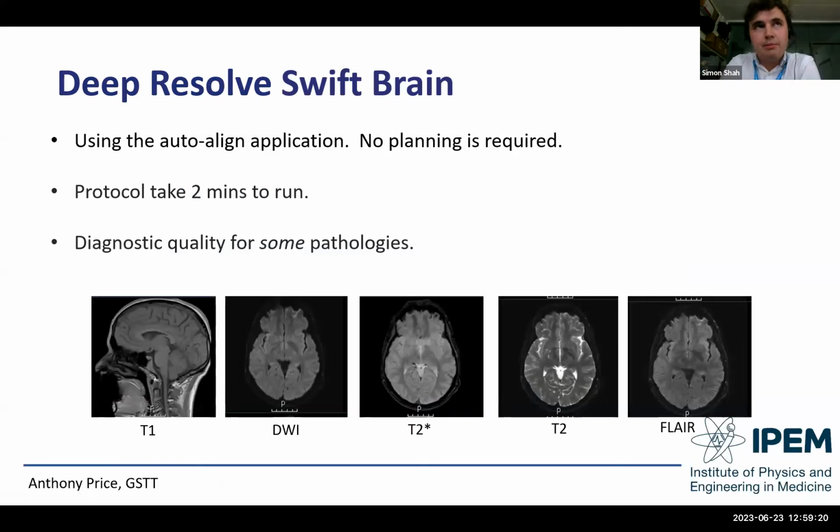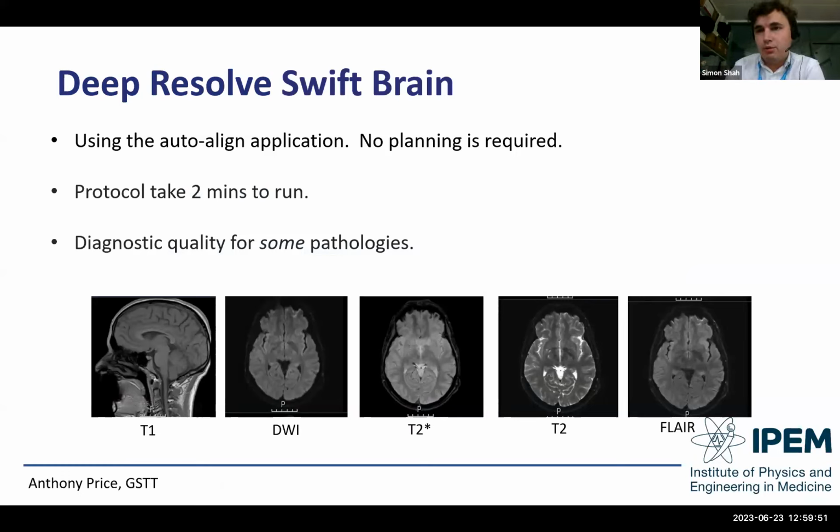And then finally, a bit separate, Siemens Deep Resolve Swift Brain. It's taken out of the clinical tree if you search for Swift Brain. It uses auto-align, so it doesn't require any planning. Effectively, you just start the scan as long as you've entered the patient details, and it will do the localizers and all the planning for you. So it's a touch of a button. There's no break in between. It takes 2 minutes to run, and the images are of diagnostic quality.